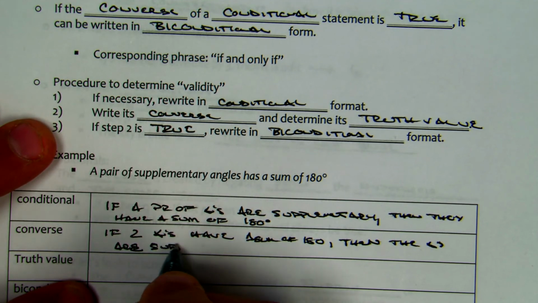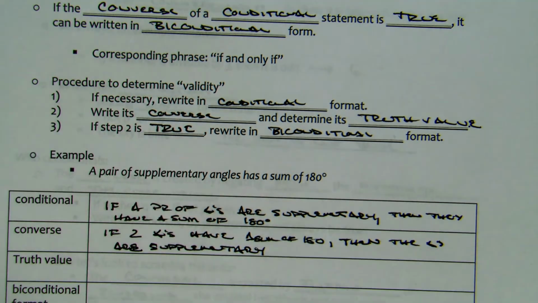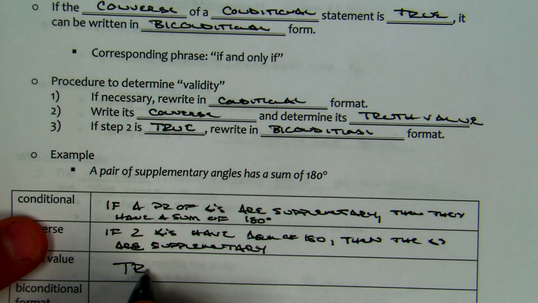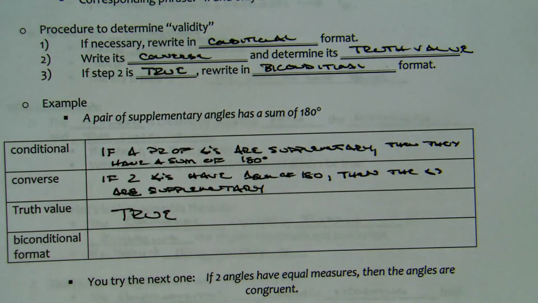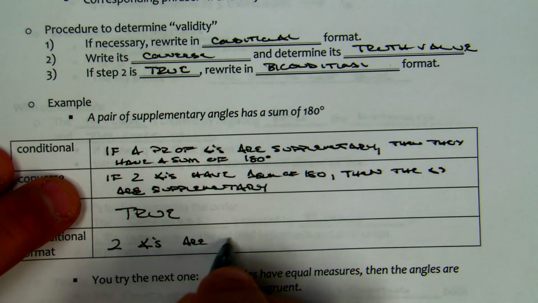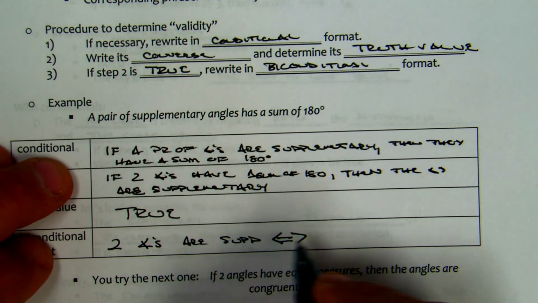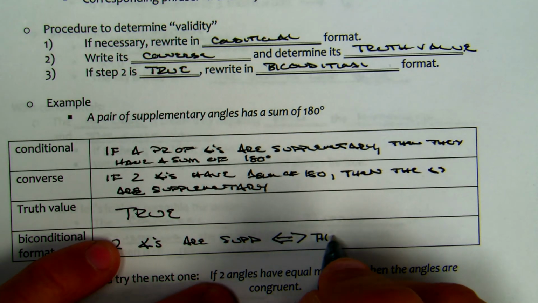which is also true. So now we have one where the converse is true and the original conditional is true, both of which are true. As a result, when we put it in biconditional format, we have if and only if, and we put that in the middle. Two angles are supplementary, and that is the symbol for if and only if, the double arrow. Two angles are supplementary, if and only if they have a sum of 180.